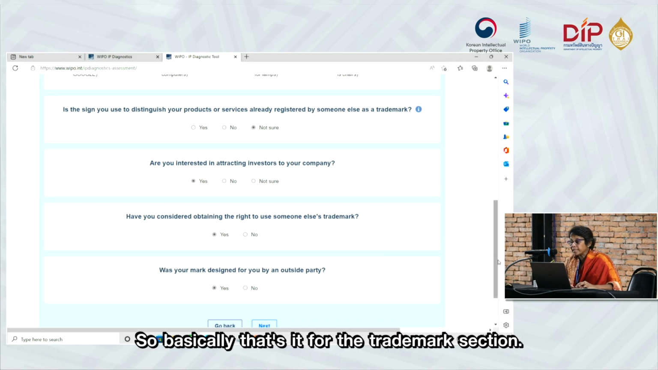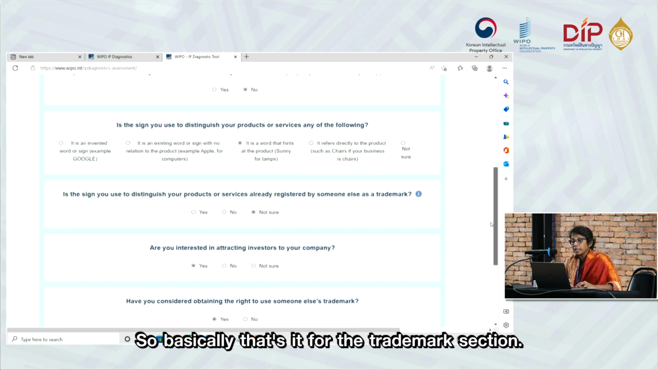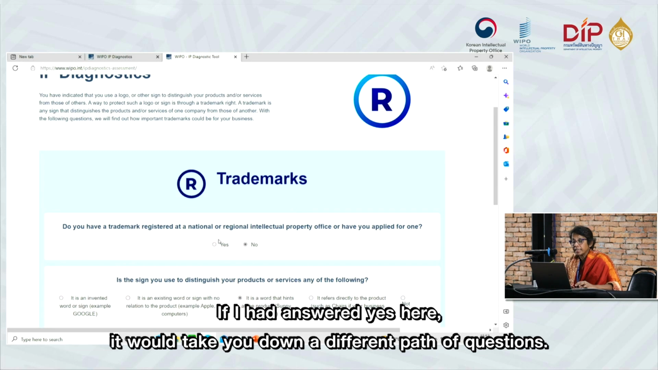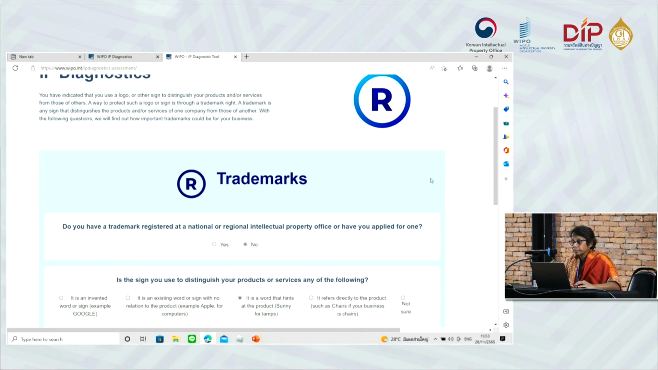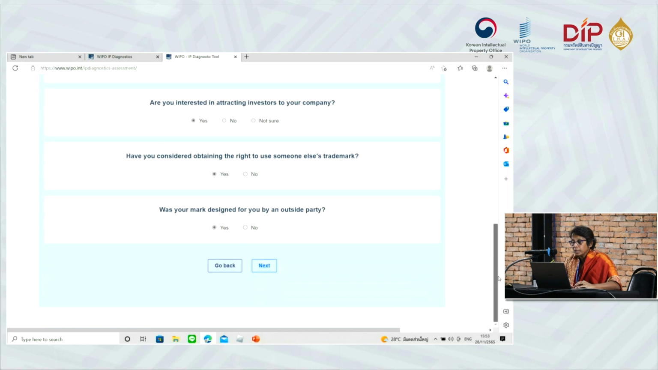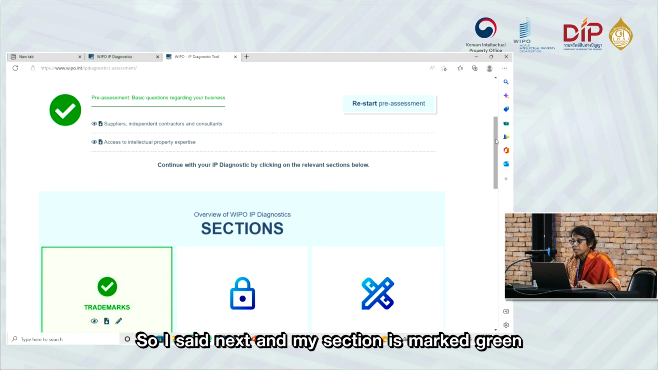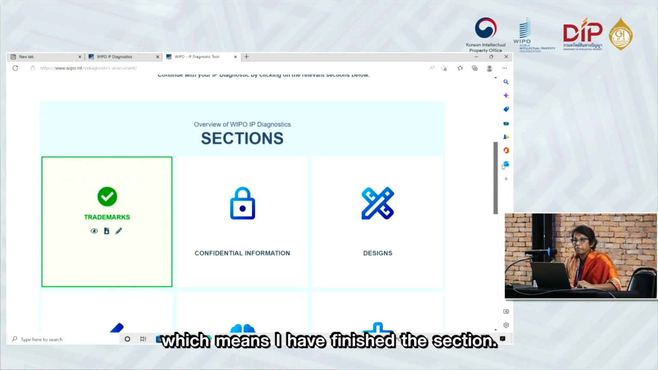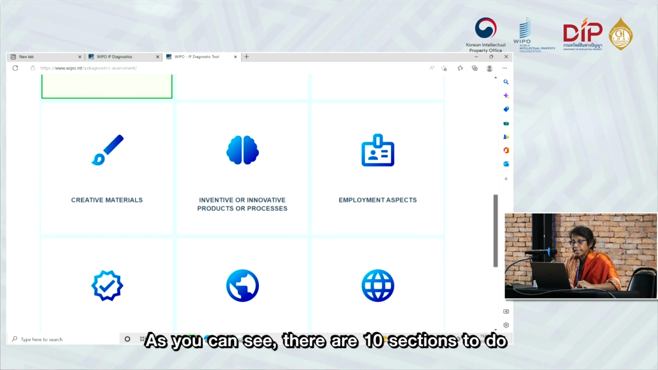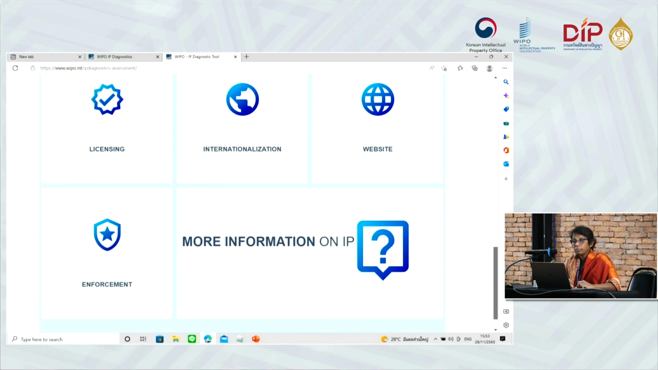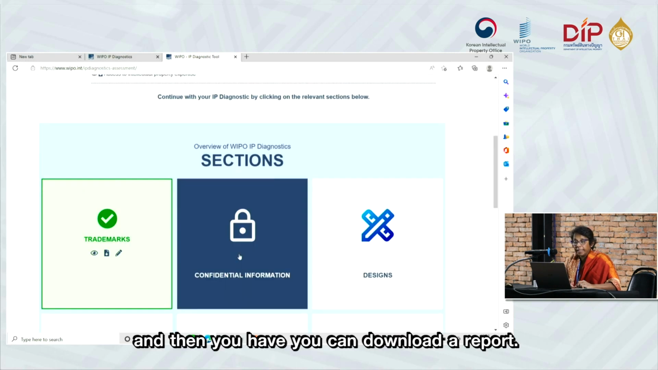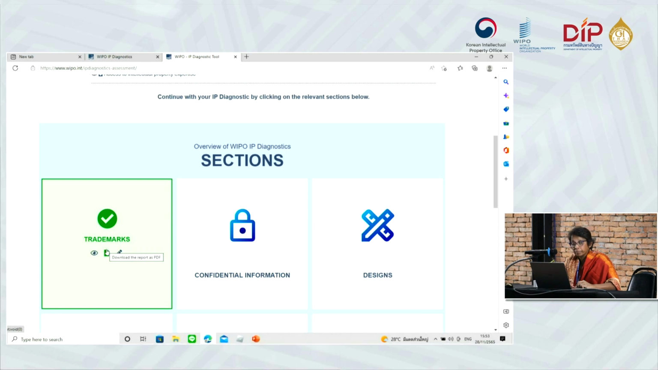So basically that's it for the trademark section. If I had answered yes here, it would take you down a different path of questions. So I say next, and my section is marked green, which means I have finished the section. As you can see, there are 10 sections to do. And then you can download a report. There's a report here.